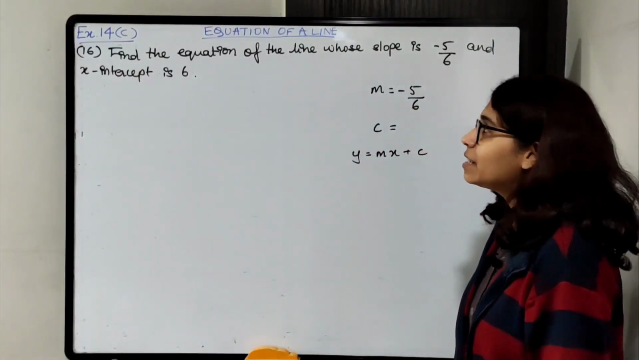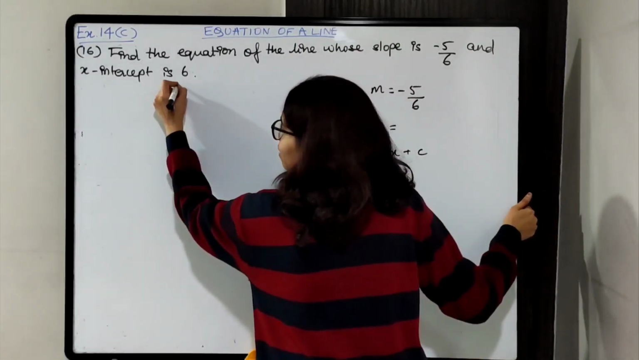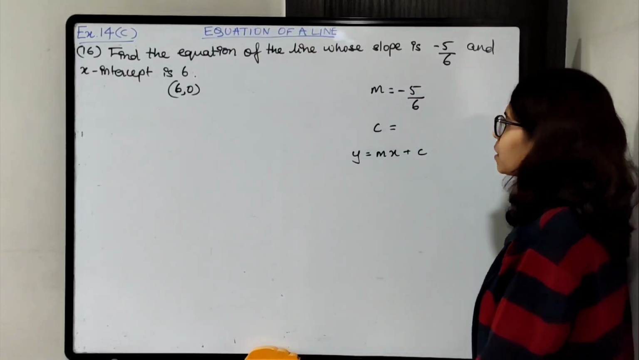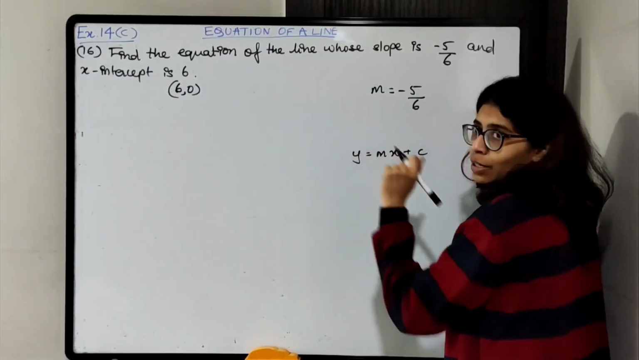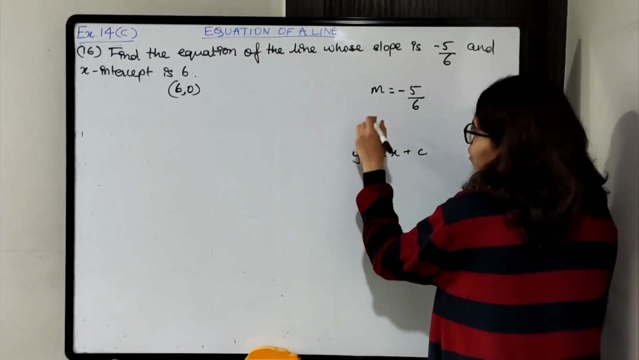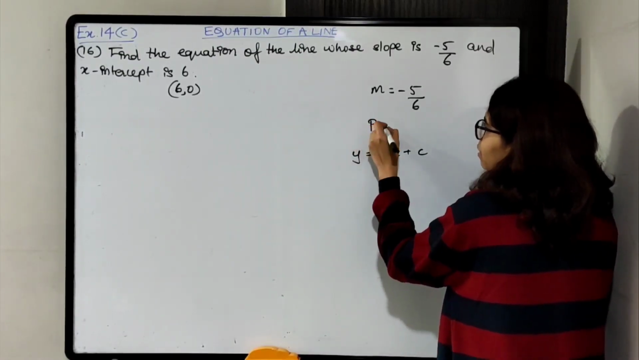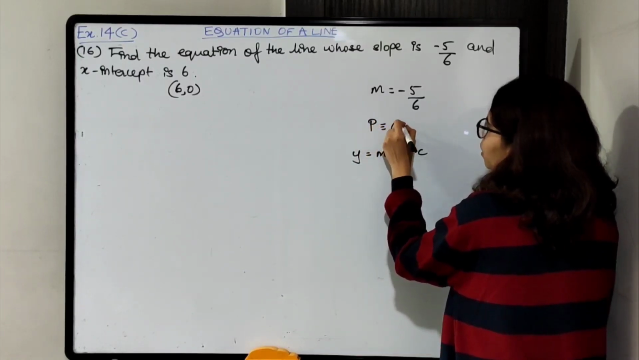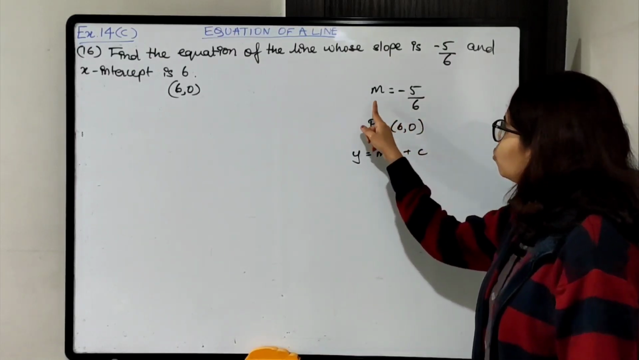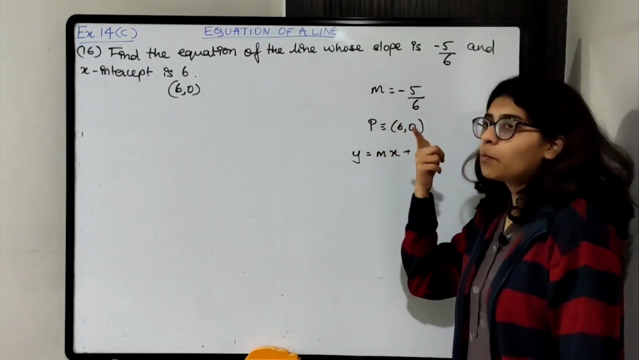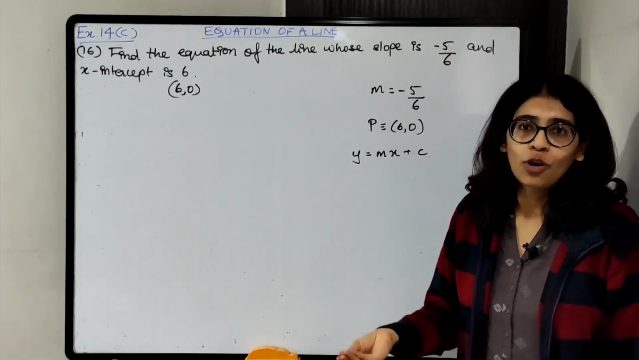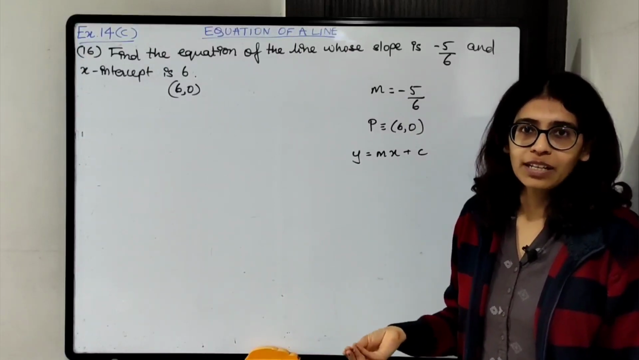Okay, so x-intercept means x coordinate is 6 and y coordinate is 0, right? So you are given the coordinates of one point. Indirectly you are given. So one point's coordinates, let's say that the point is P, its coordinates are 6, 0. You know m, that is slope, and the coordinates of one point. So which formula, which form to use? Point slope form. Okay, we will use point slope form.